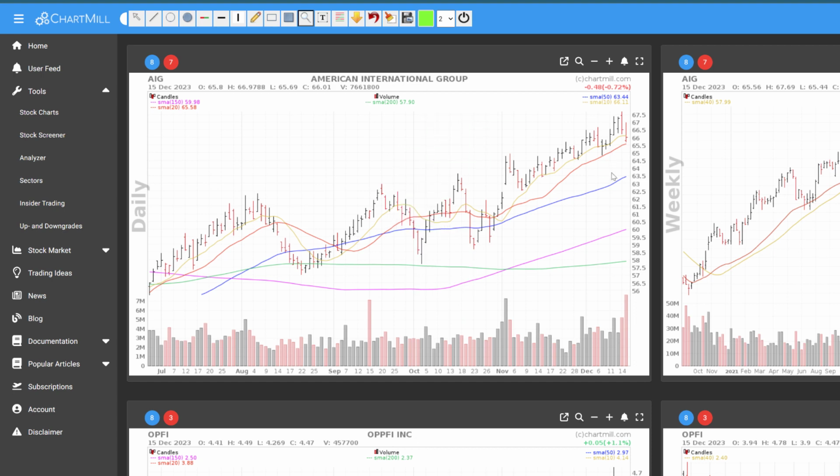American International Group, it's not doing well, no follow through after the breakout, and my stop loss is currently at the break-even level, 65.01. Heavy volume also, so wait and see.